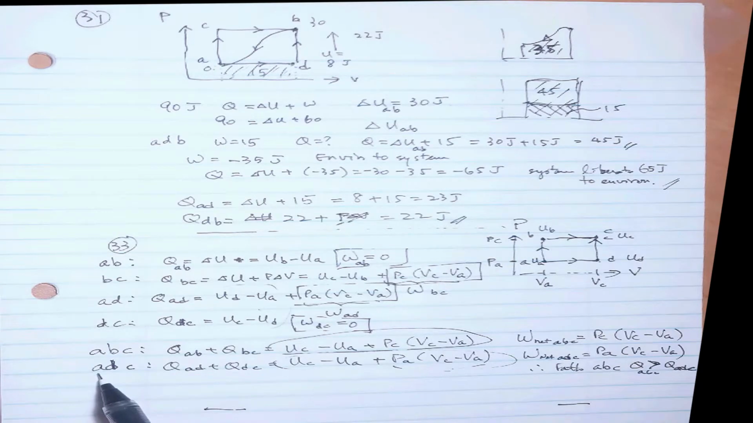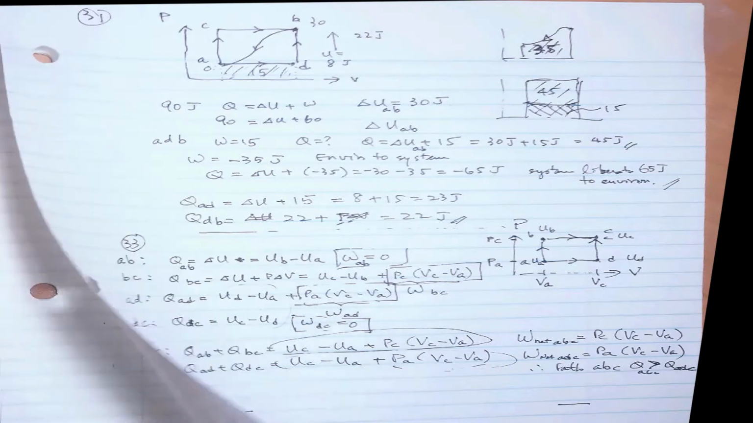And ADC should be UC minus UA plus the work. The work for ABC is just PC times (VD minus VA), since C and D are the same anyway. And that is a greater work. They didn't write down the lesser work, which is ADC, but ABC is the greater work. Okay, so that's 33. Let's do 35.